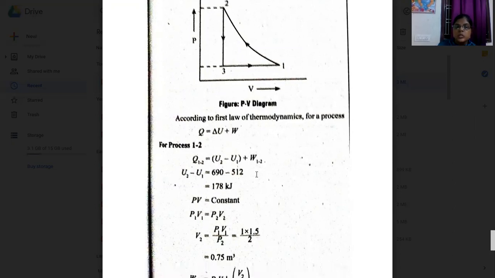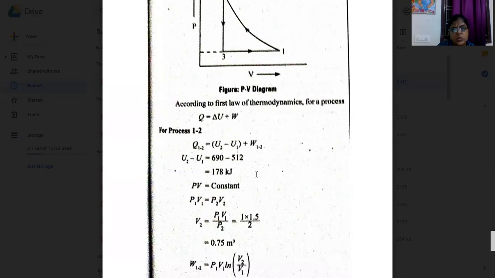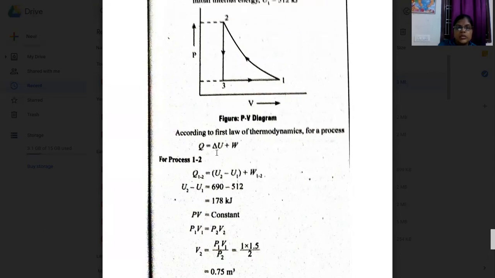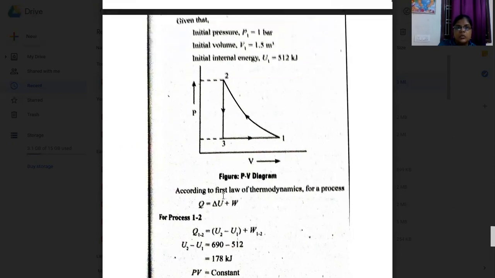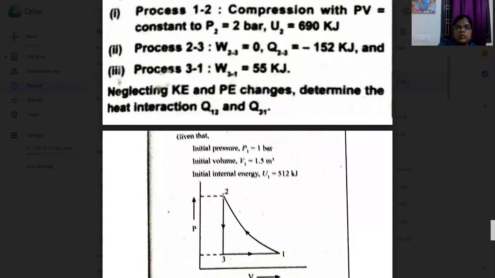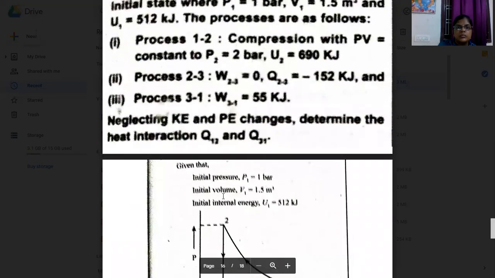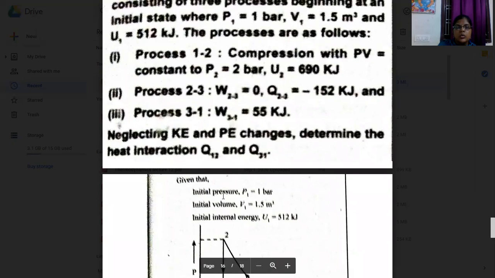For process 1 to 2, what do you know? From the first law of thermodynamics, Q1 to 2 is equal to U2 minus U1 plus W1 to 2. U2 minus U1 we already know, and here U2 is given, P1 V1, U1.